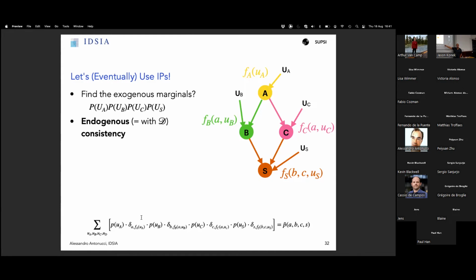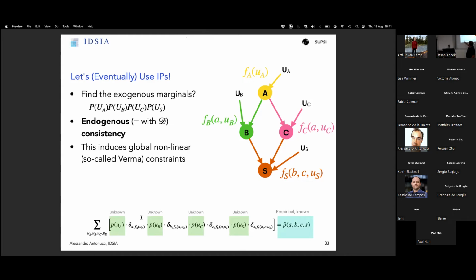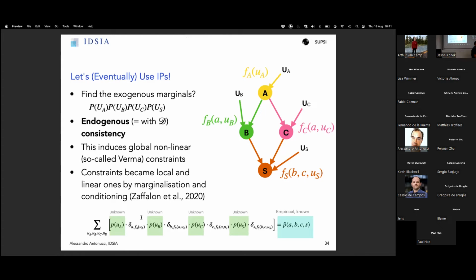The problem with this constraint is that it is non-linear because we have a product between the different P of U's, and it is a global constraint. It is non-linear and global because it is putting together the different P of U. So basically, you see in green, these are the unknowns and they are multiplied, while the empirical probability is known. Our technical contribution was basically to extract from this global constraint, local constraints on the single P of U's. As seen in this example, obtaining these local constraints, and I can show you here.